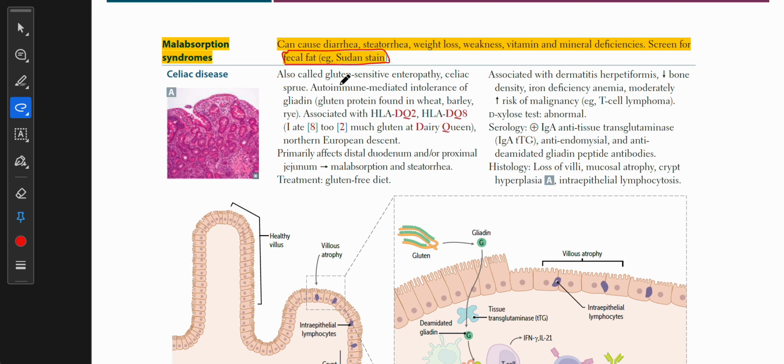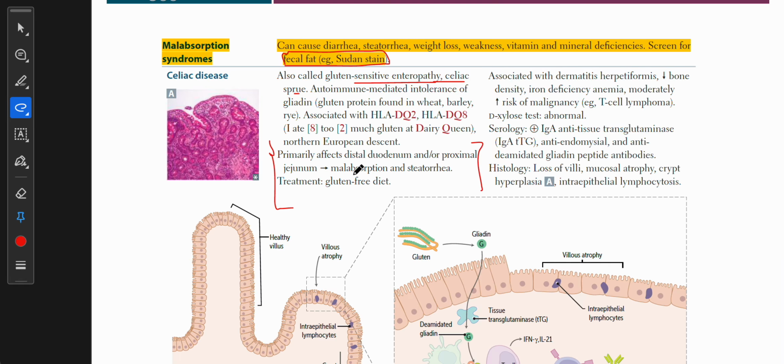So celiac disease is also called gluten-sensitive enteropathy or celiac sprue, an autoimmune-mediated intolerance of gliadin, the gluten protein found in wheat, barley, rye, etc. It is also associated with HLA-DQ2 and HLA-DQ8. It primarily affects the distal duodenum and/or proximal jejunum, which causes malabsorption and steatorrhea. The treatment is a gluten-free diet, right?